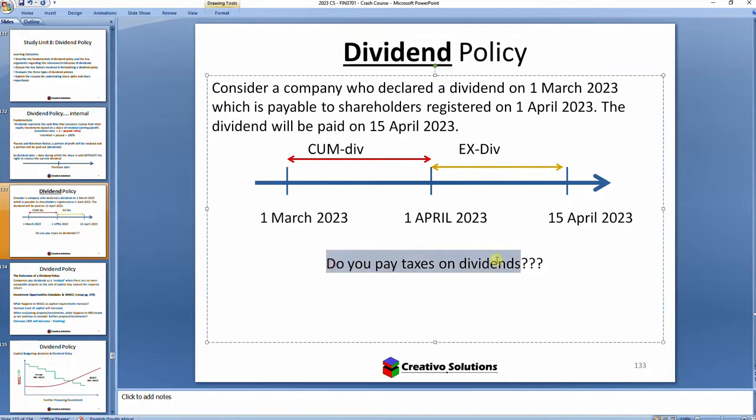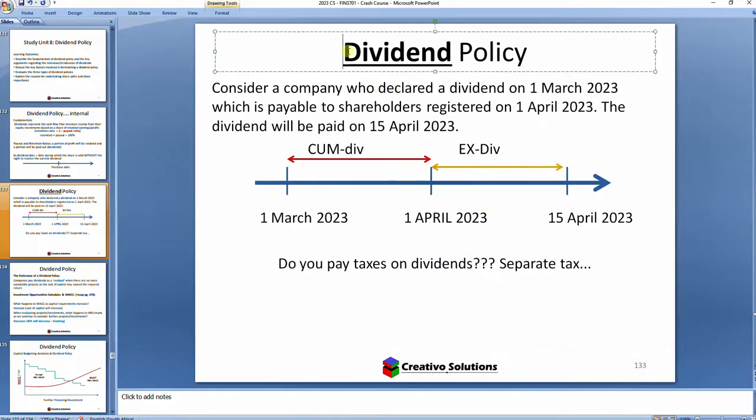Let me ask you this question. Do you pay taxes on dividends? Is there tax on dividends? Yes, there is. But it's a separate tax. Will you show taxes on dividends when you're looking at financial management? No, you won't. Remember, this is financial management. You're looking at internal, you're looking at the company. The company is not going to include tax as part of their cost of equity. Remember, dividend policy is after tax.